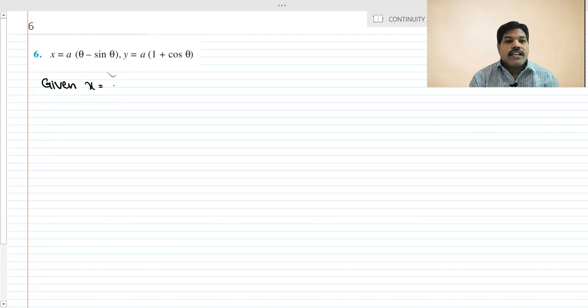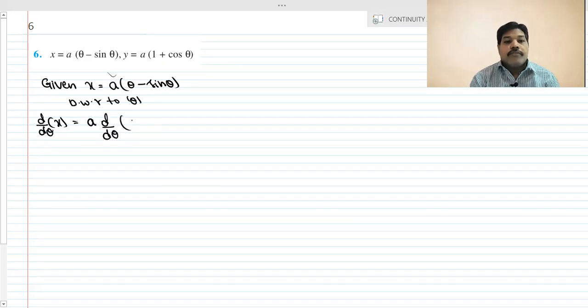Given x is equal to, what is the x value, students? a into theta minus sin theta. What we will do is differentiate with respect to theta, because the parameter here is theta. So the derivative of x is a, which is a constant, so you can apply a into the derivative of theta minus sin theta.